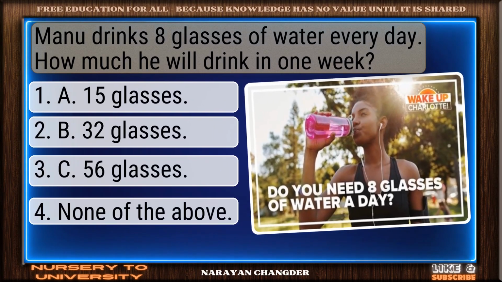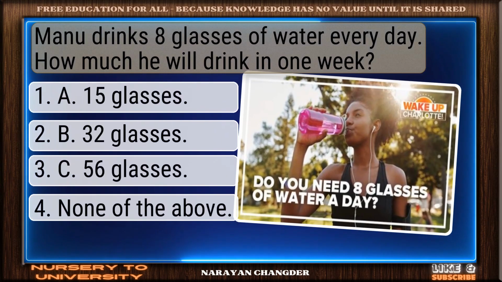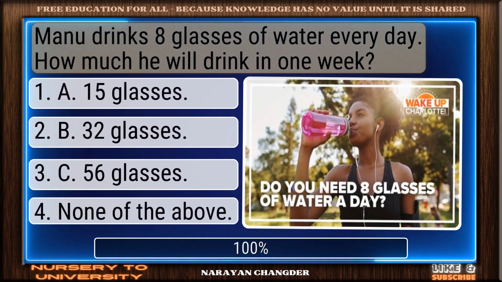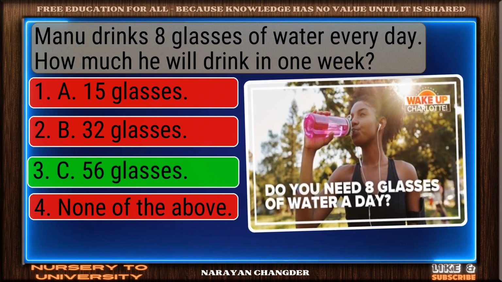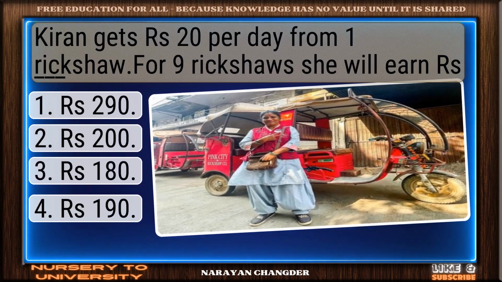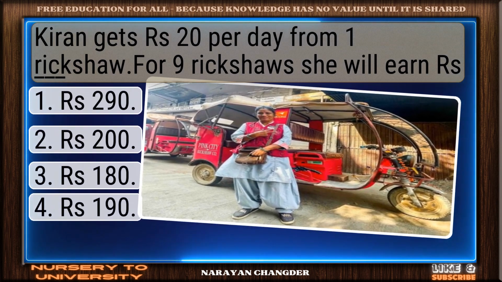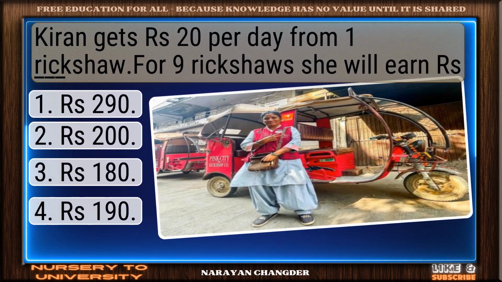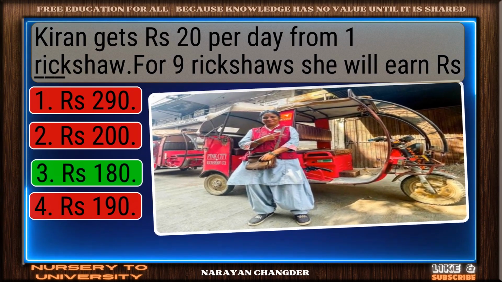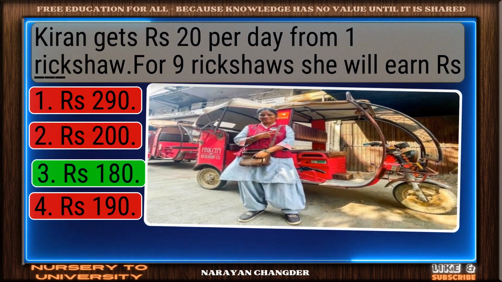Manu drinks 8 glasses of water every day. How much he will drink in 1 week? Smart pick. C 56 glasses is the correct choice. Kiran gets Rs 20 per day from 1 rickshaw. For 9 rickshaws, she will earn Rs dash. Excellent choice. Rs 80 is the right answer.